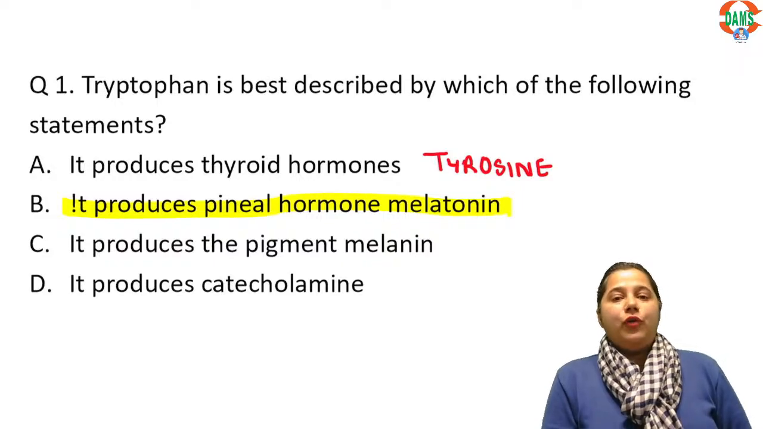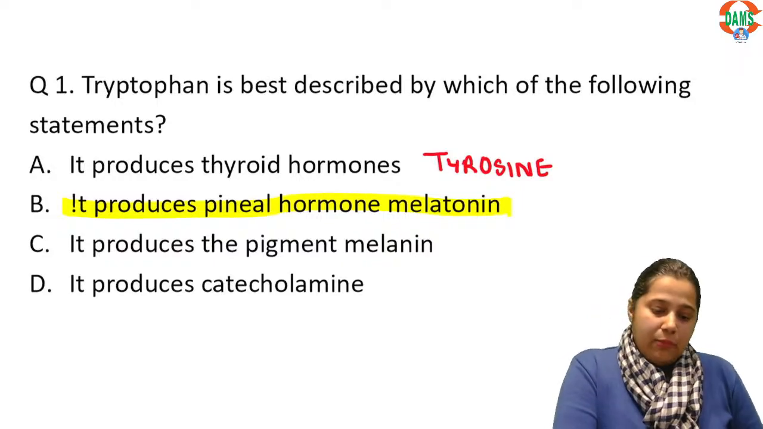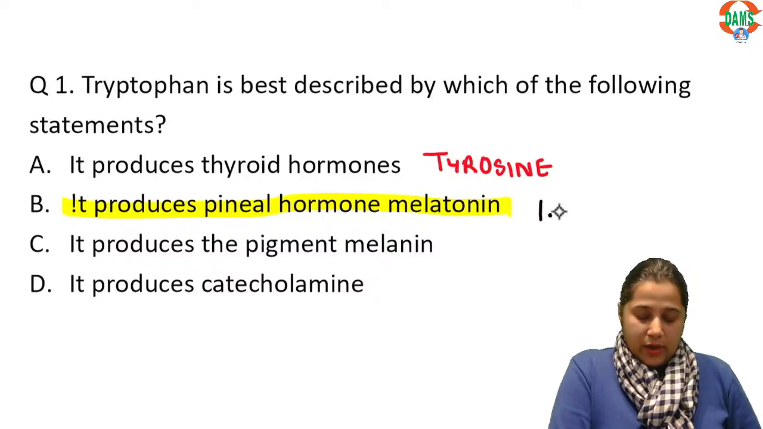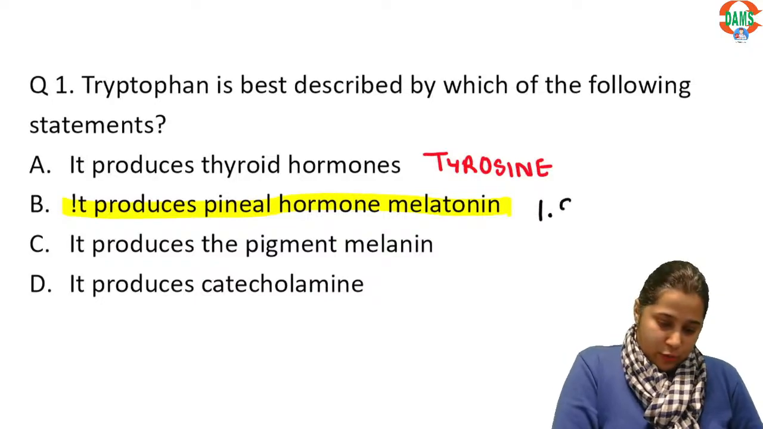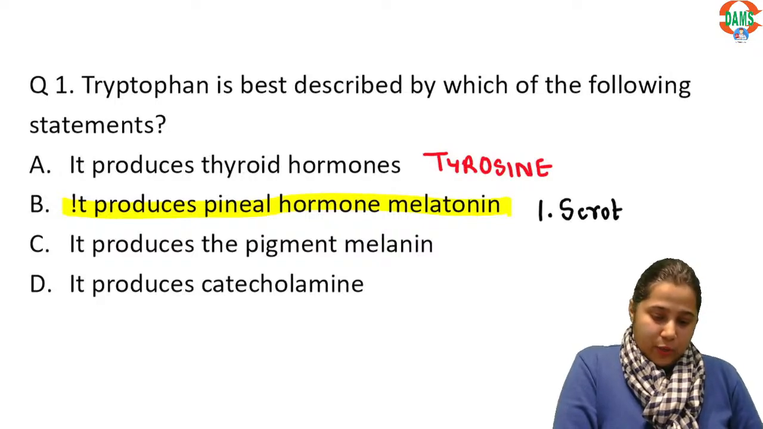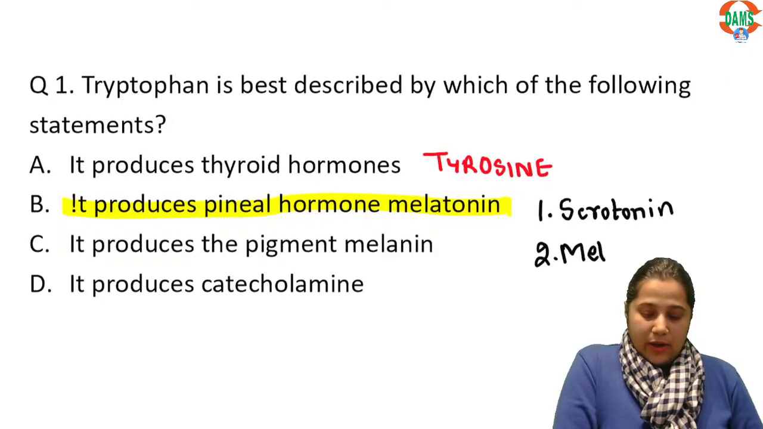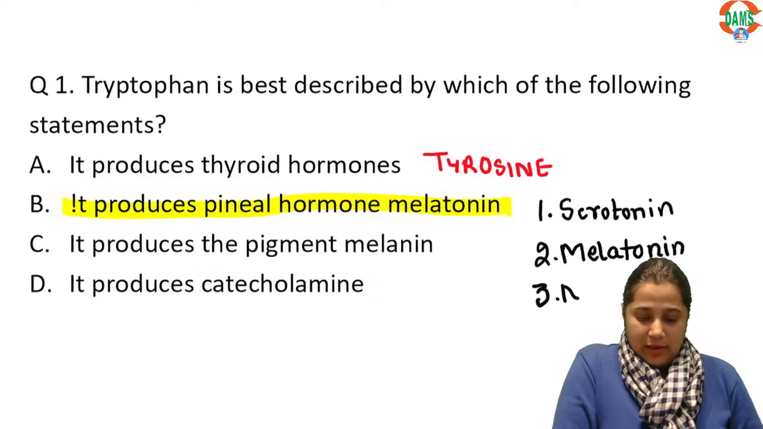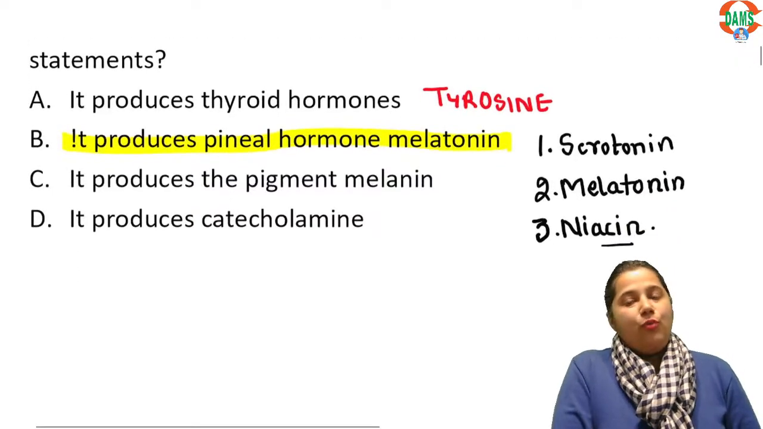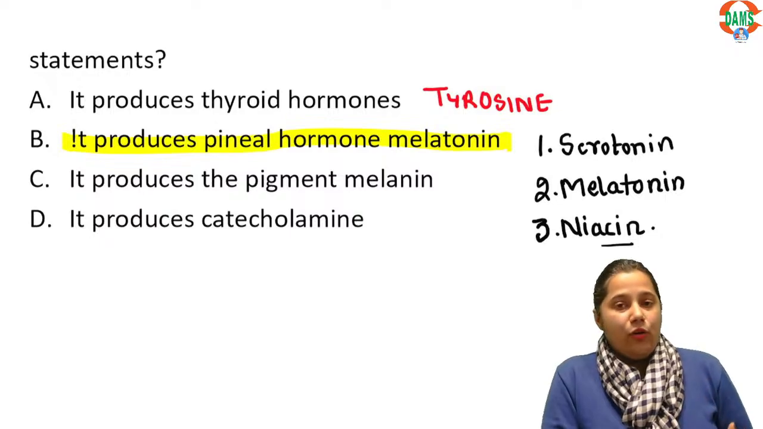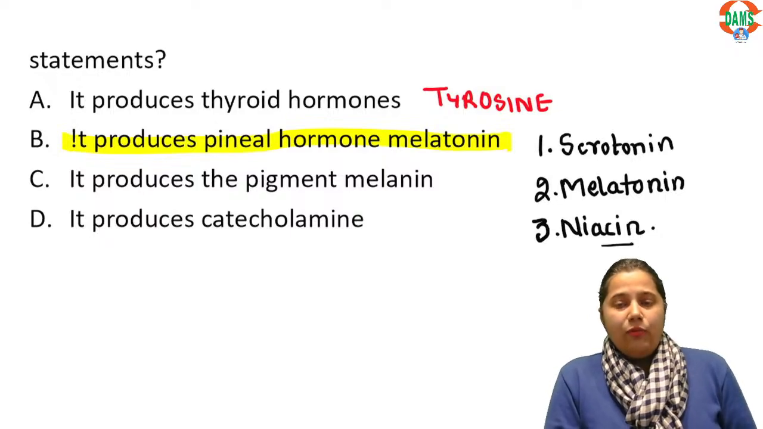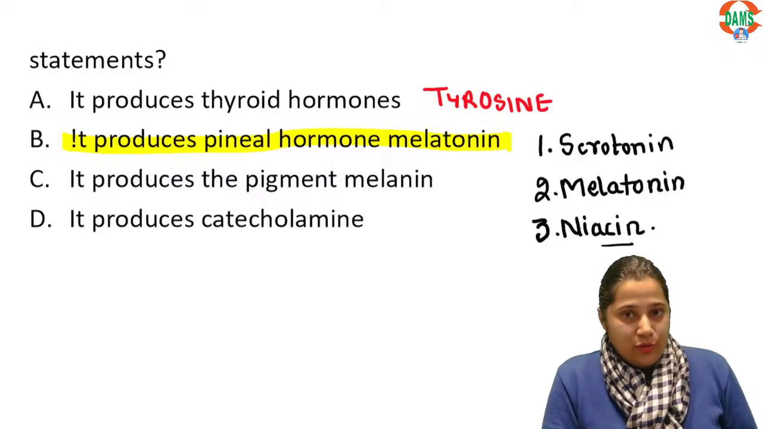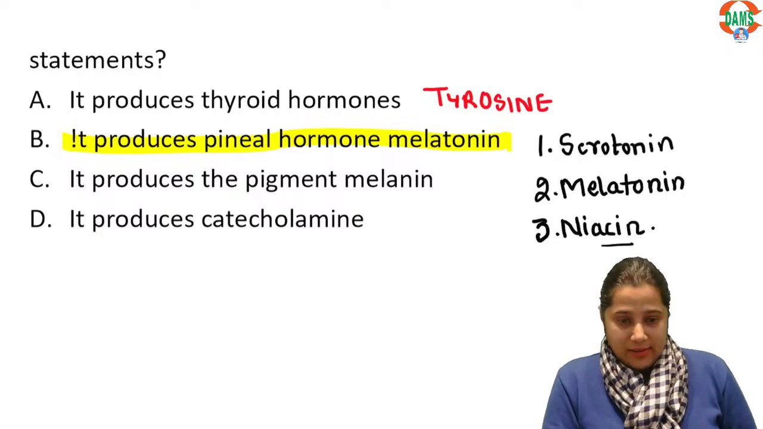Tryptophan is required for the synthesis of 3 things. Number 1, we will require tryptophan for serotonin synthesis. We require it for melatonin synthesis. And we also require tryptophan for niacin formation. So niacin is vitamin B3, and hence niacin is not known as a true vitamin because it can be synthesized endogenously from tryptophan. Rather, we will call it an endogenous vitamin because tryptophan can form niacin.